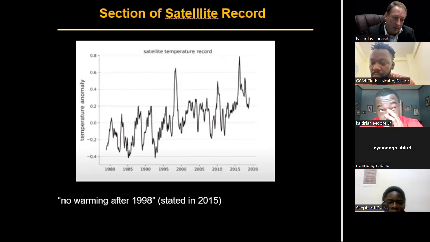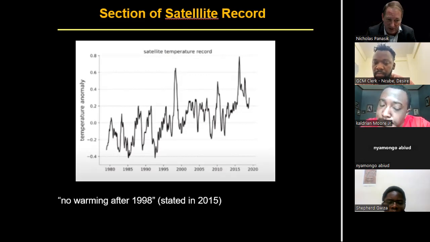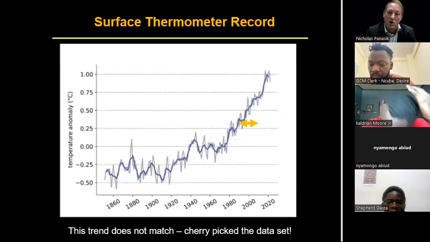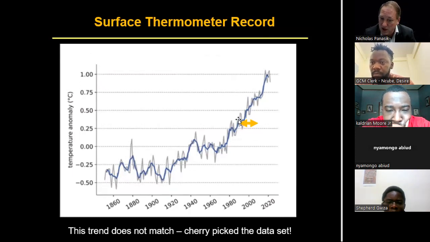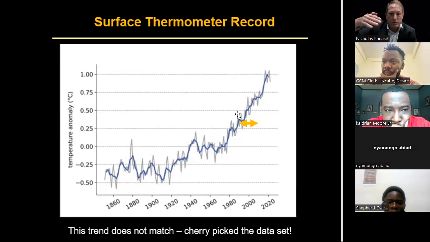Okay. But beyond that, Cruz did something a little bit more disingenuous. Remember, he mentioned the satellite record, but if you look at the surface thermometer record, that one does show a clear trend of warming. So not only did he cherry pick the data points and do the going down the up escalator argument, he also selected one of the data sets, and cherry picked that for a region. Okay.